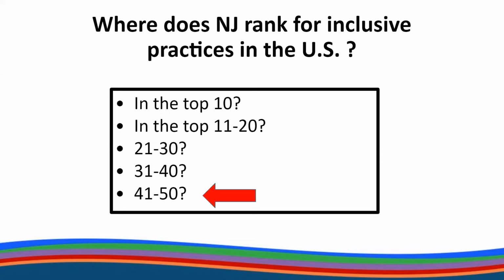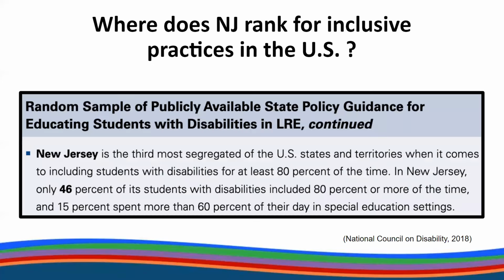According to the most recent report from the National Council on Disability, New Jersey ranks 48 out of 50. According to these findings and the IDEA requirements for percentage of time students with disabilities are included in their general education classrooms, New Jersey is the 3rd most segregated of the US states and territories. More specifically, in New Jersey, only 46% of students with disabilities are included for 80% or more of their school time, and 15% of students spend more than 60% of their day in special education settings.